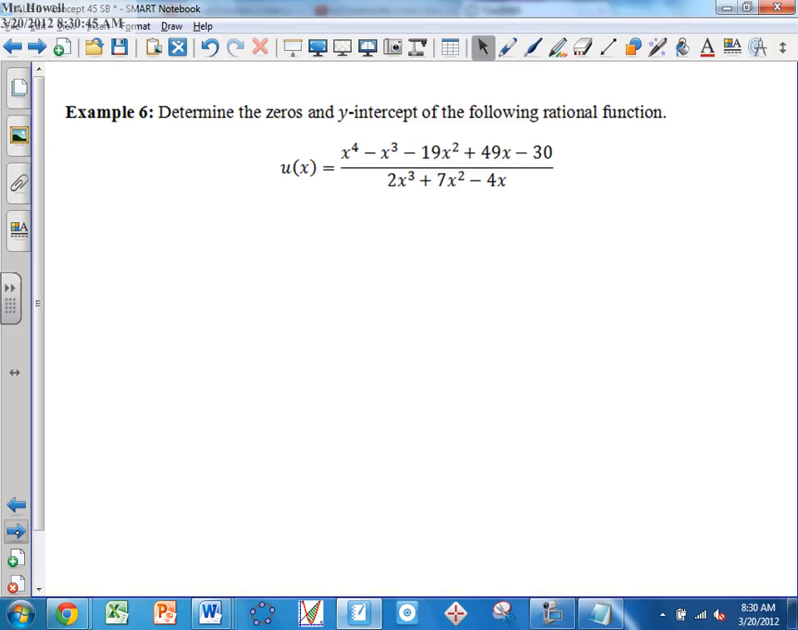Think about the older concepts we did, where we had to factor something like that in the numerator. We've done this before.